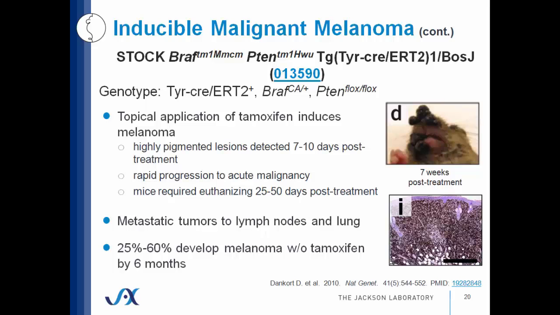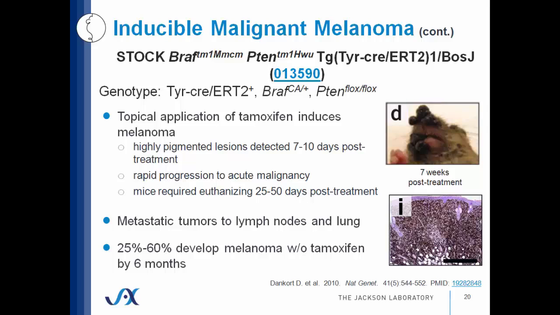allele, and in this case they have a tamoxifen inducible Cre driven by tyrosinase, so that's expressed only in the skin. So then when you give those mice topical application of tamoxifen, turns on Cre expression, then converts to the BRAF V600E mutation and deletes P10. And in those mice, you'll get highly pigmented lesions that are detected 70 days post-treatment, as you can see in the picture D over to the right.